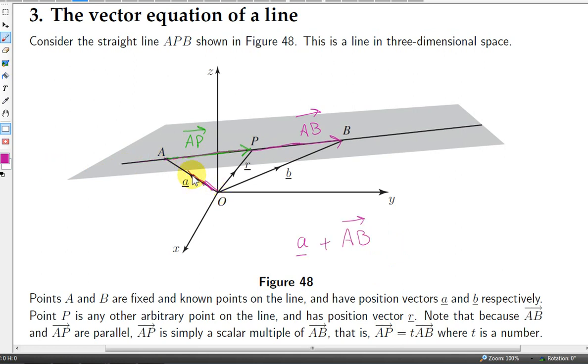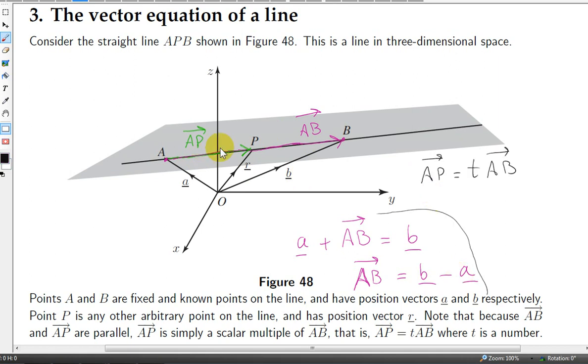Notice that if we take vector A, which is this vector here, and add it onto vector AB, by the triangle law we get vector B. So that tells us that we can write vector AB as vector B minus vector A. We can do that for any vector. All we need is the position vector of the head minus the position vector of the tail of the vector.